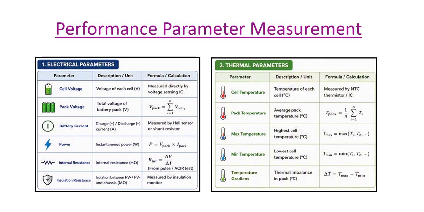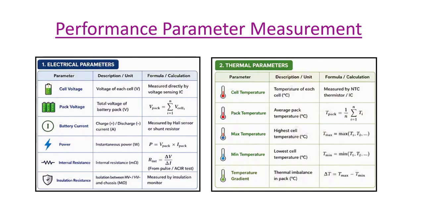And let us see the thermal parameters. Before that, the internal resistance and the insulation resistance play a vital role in deciding the battery performance. So, insulation resistance measures the electrical isolation between the high voltage battery and the vehicle chassis. Whereas the internal resistance is calculated from the change in voltage divided by the change in current during pulse testing. A higher internal resistance indicates battery aging and causes more heat generation.